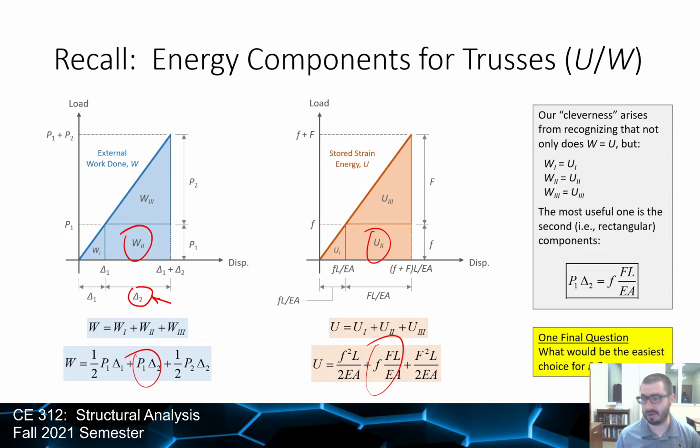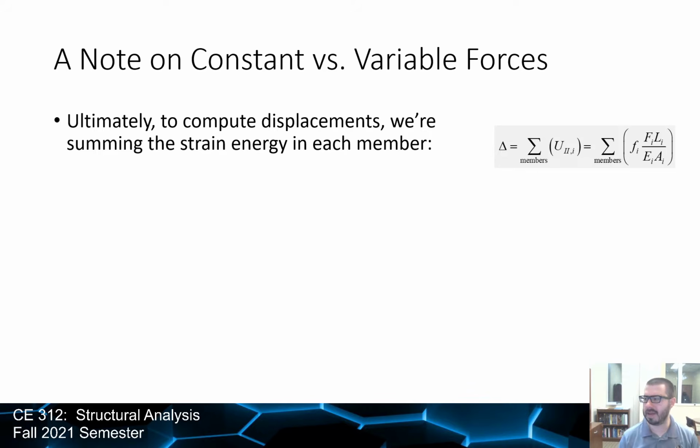And as for the unit load, we just set P1, the fake virtual load, equal to 1, and then 1 times delta equals that, and since delta 2 is what we were after, it's pretty straightforward. Now, I do want to make a note before we begin on constant versus variable forces, because this is kind of important. Remember, what we're doing is summing the U2 terms in each member.